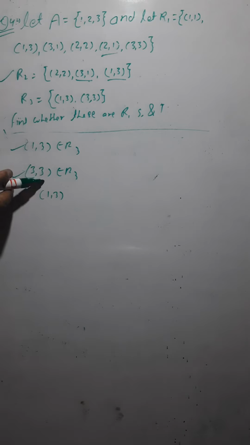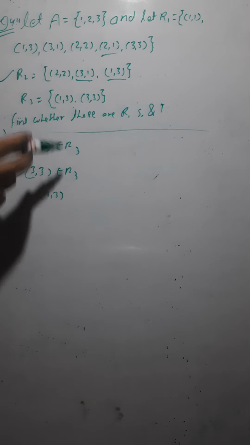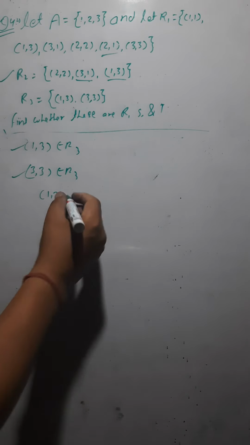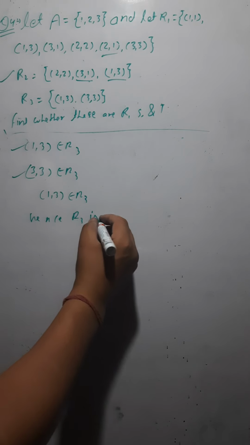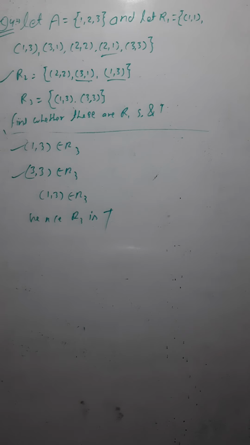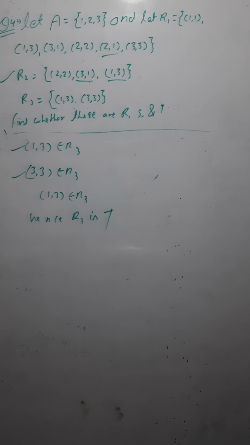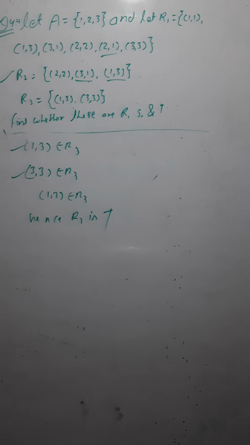Now it's the first and it's the last. We would take first 1 comma 3. Is it there in the relation? Yes, 1 comma 3 is there. So this is there in the relation. So hence R3 is a transitive relation, isn't it? That is how you would check whether the given relations are transitive, reflexive and symmetric or not.